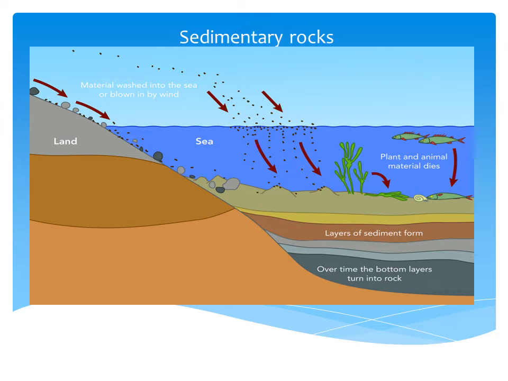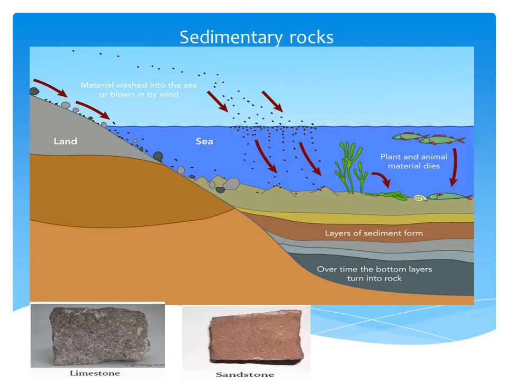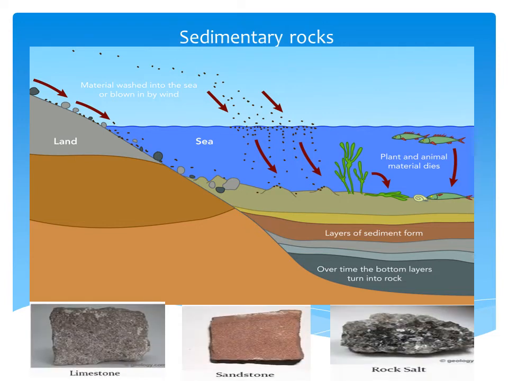The deposition of such materials occurs in layers, and these types of rocks are called sedimentary rocks. These layers often contain fossils of animals and plants. Limestone, sandstone, and rock salt are examples of sedimentary rocks.